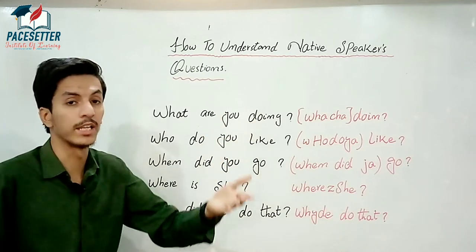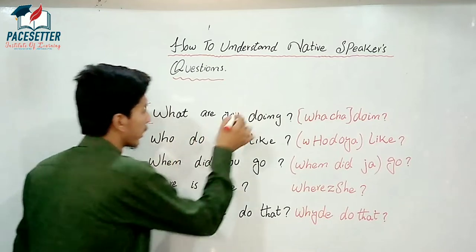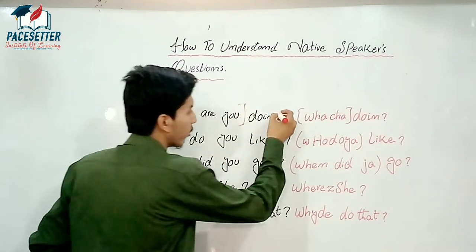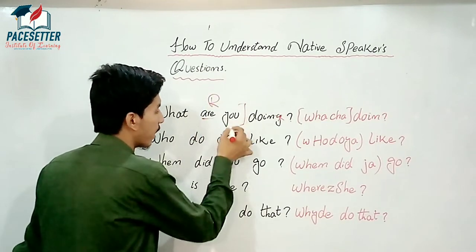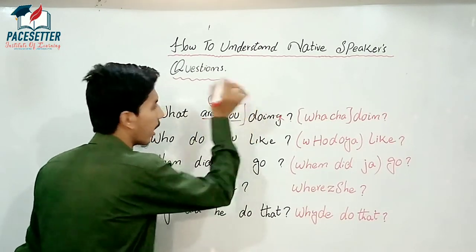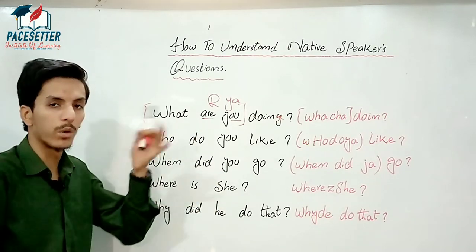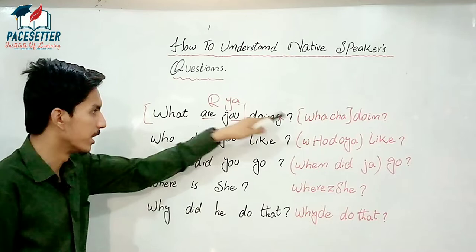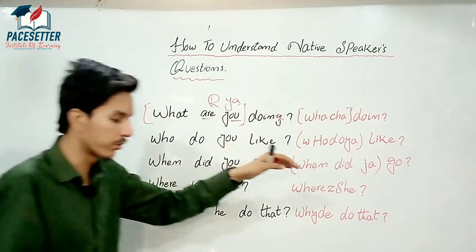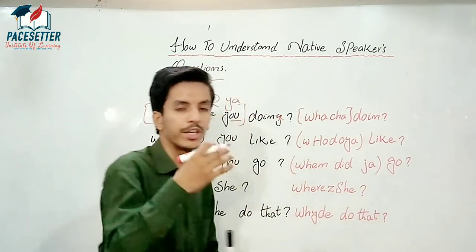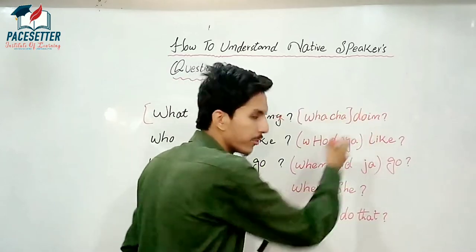But native speakers don't say it like that. They make the NG silent, the R becomes like a short sound, and you becomes like yeah. Sometimes they say, what are you doing? But usually, in general conversation, they pronounce it differently. They just say, what you doing?